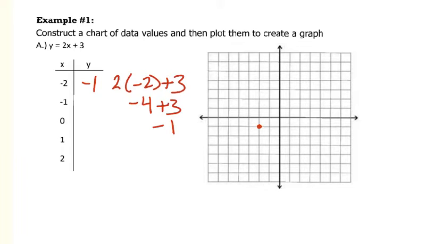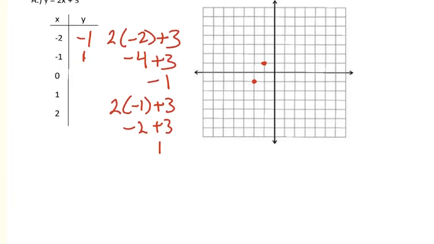To figure out the y value when x is -1, we can just substitute that value in. Remember, this is just the equation y = 2x + 3, except the x here is -1 in this case. So 2 times -1 is -2. We'll add 3, and that leaves us with 1. So -1, 1 is another point that's on the graph. We can do this with the other points, so we'll do that down here.